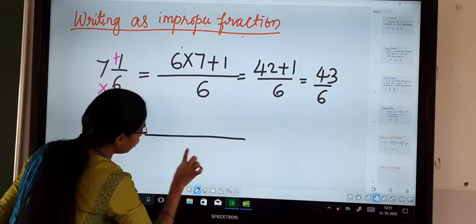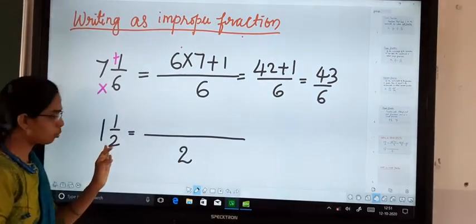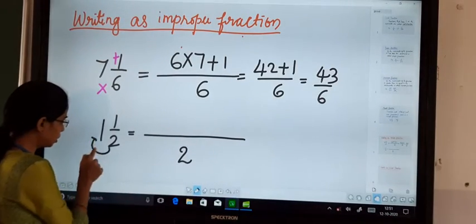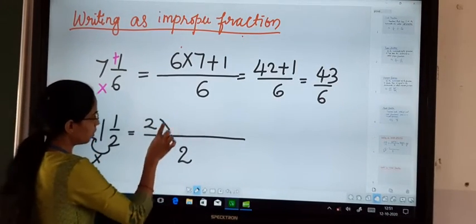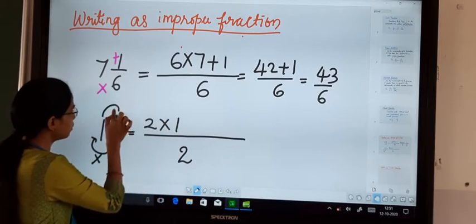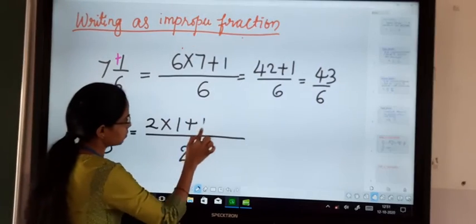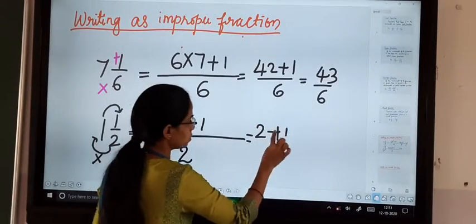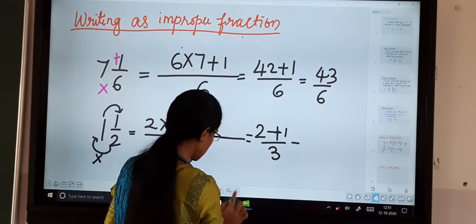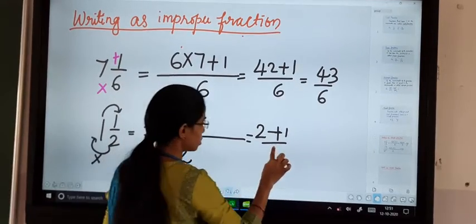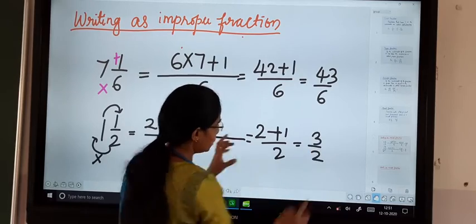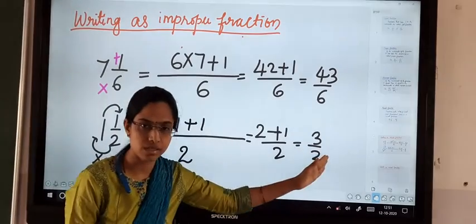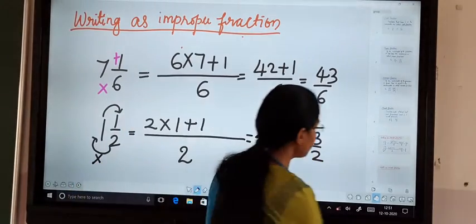See, the denominator you always write the same. The denominator will not change. But while writing the numerator, multiply here. 2 multiplied by 1. And the answer will be added to the numerator. Plus 1. 2 ones are 2, plus 1. So the denominator will remain the same always. 2 it is. It is 3 by 2. See, earlier we had a mixed fraction. This is how it is converted to the improper fraction.